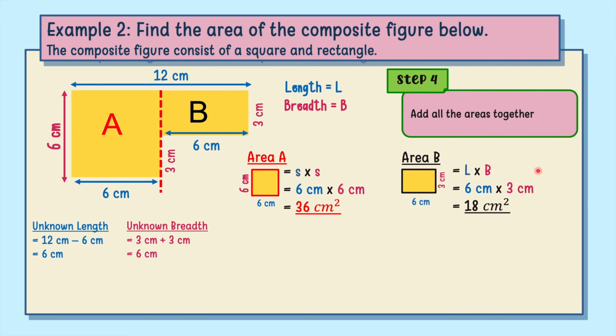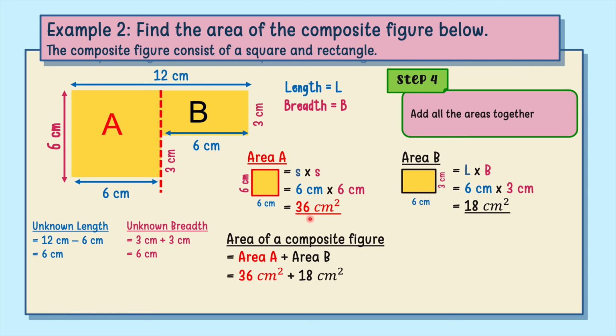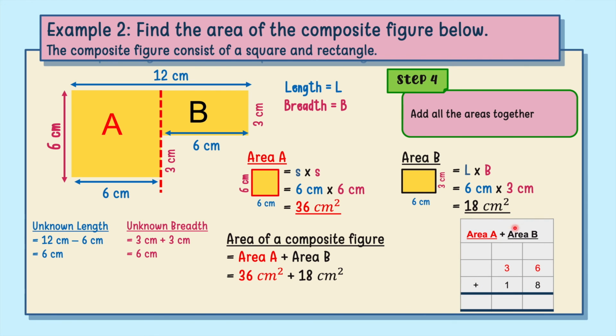Next step, add all the areas together. So for area of a composite figure, we have to add area A plus area B. Area A, we know that it is 36 centimeter square and area B is 18 centimeter square. So add them all up together. 6 plus 8, the answer is 14. Remember to regroup, plus 1 at the top here. So 1 plus 3 plus 1, the answer is 5. So my final answer here is 54 centimeter square.